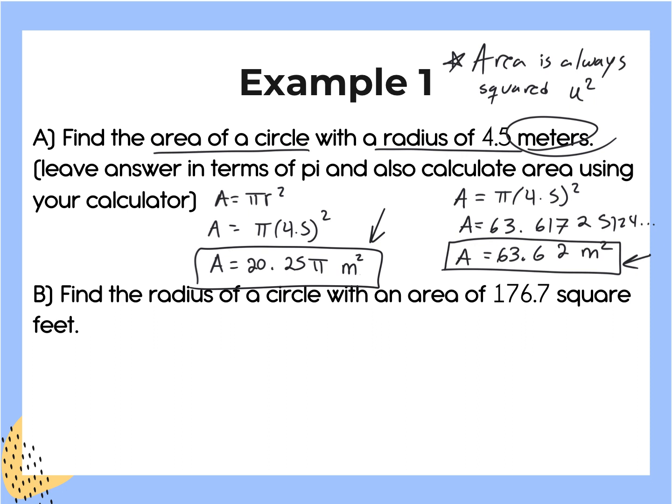For B, we have find the radius of a circle with an area of 176.7 square feet. Now we're going to use the same formula, A equals pi r squared. They're telling us the area is 176.7 equals pi r squared. They want us to find the radius. So the first thing I'm going to do is divide by pi.